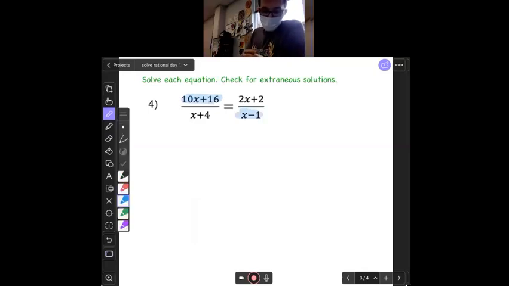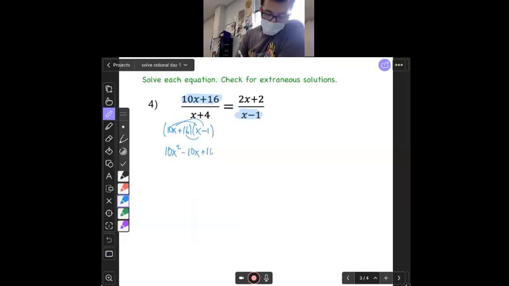As we go to do that multiplication, I'm going to write this one out because I can't do that in my head. I don't know if you guys should be trying to do that in your head either. 10x plus 16 times x minus 1. Now work through your distribution here. It'll be 10x squared minus 10x plus 16x minus 16. Find those like terms. So it'll be 10x squared plus 6x minus 16. So there's our left side.